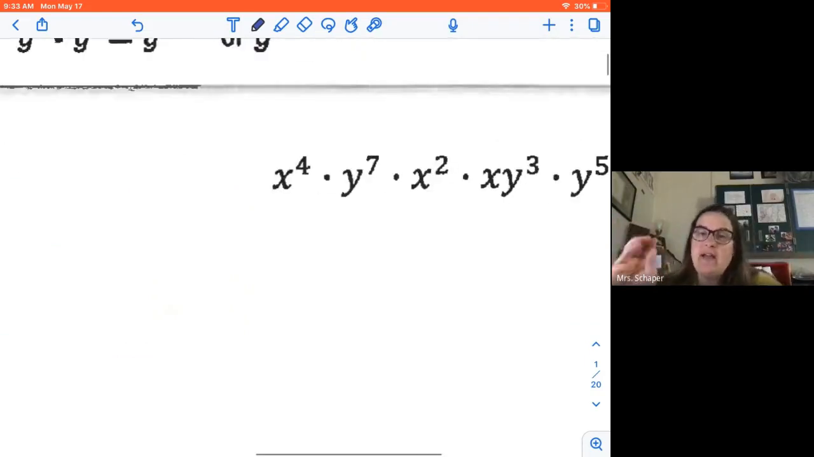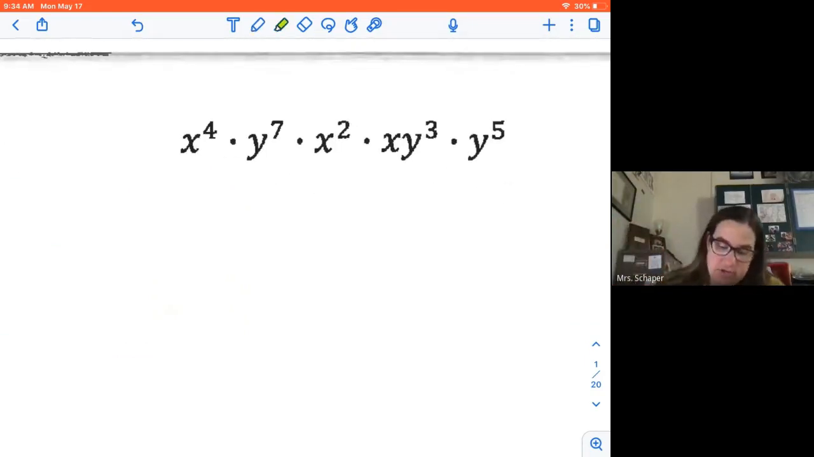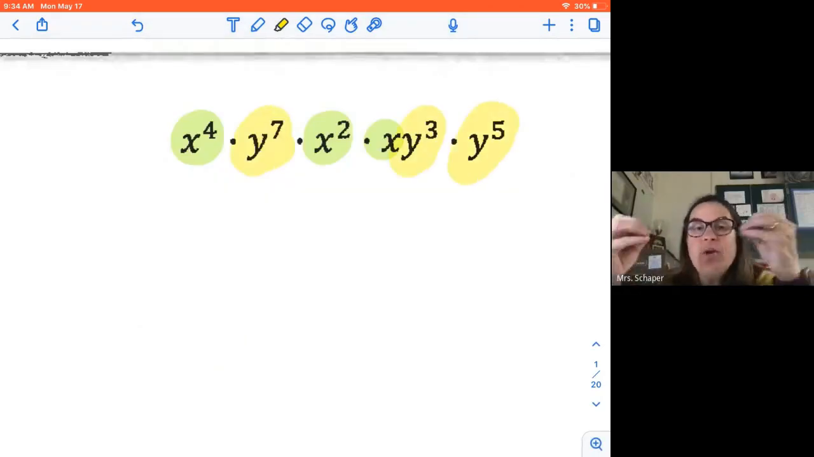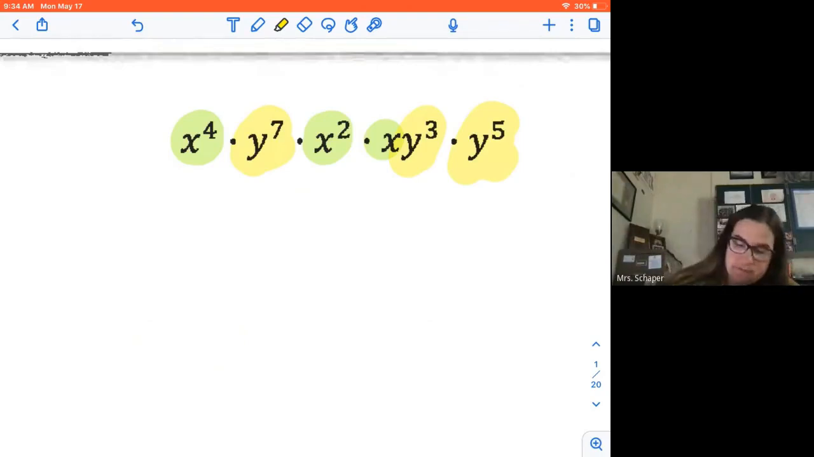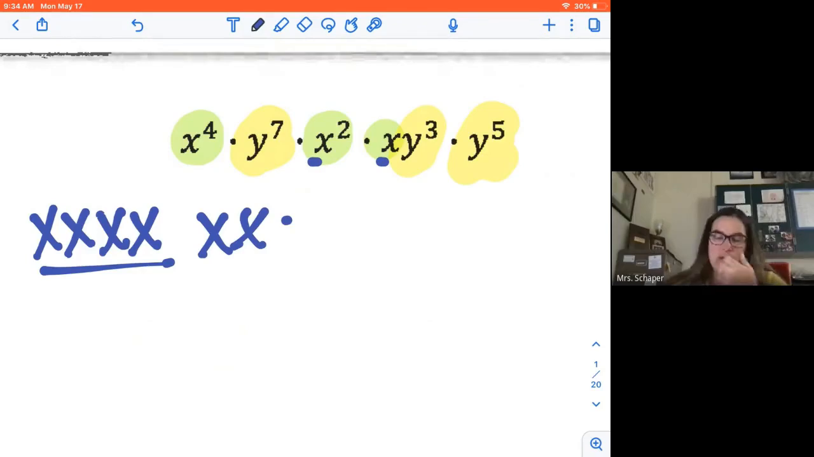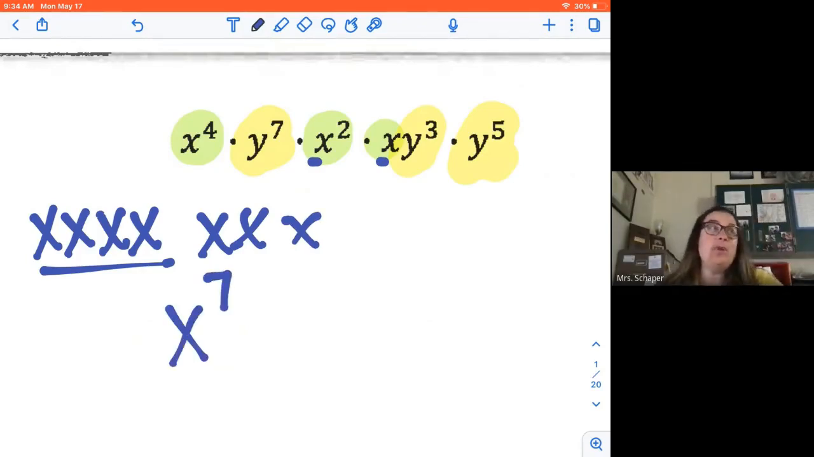This one, you'll notice I have x's and y's, so I have to make sure I differentiate between the two. Those are my x's, and then I'm going to highlight the y's a different color. I'm going to combine the greens, the x's, and combine the y's, the yellows. So here I've got 1, 2, 3, 4. Then I've got 2, 1, 2, and then I have 1. So altogether, I have x to the 7th, because I'm using x as a factor 7 times.